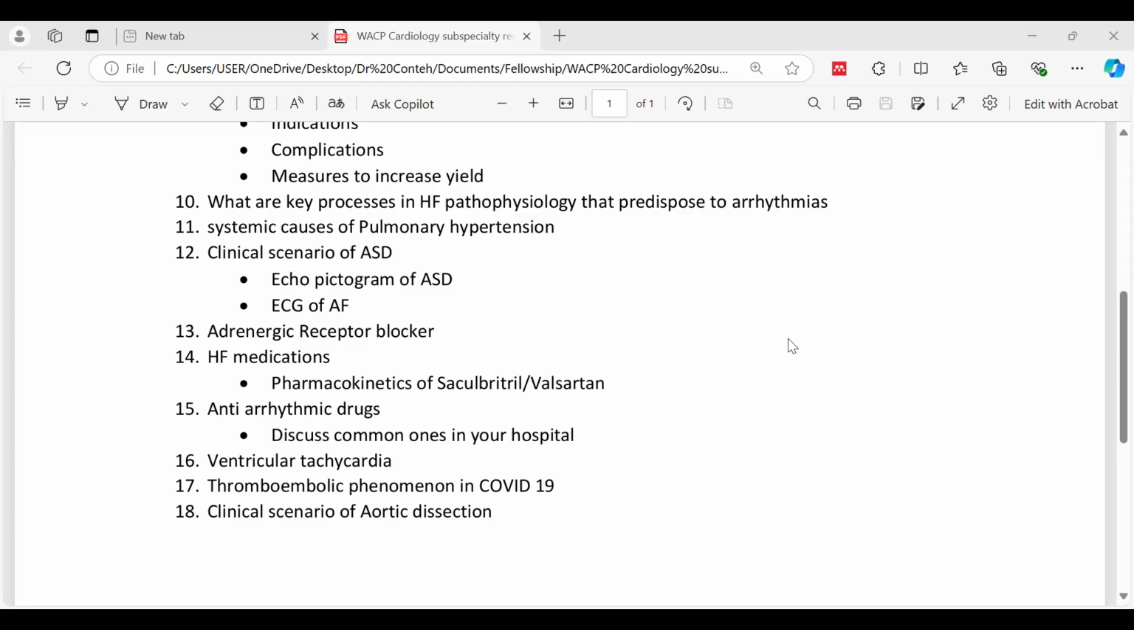Going to the question that was asked, as systemic causes of pulmonary hypertension based on the current classification, we talk about sarcoidosis, neurofibromatosis type 1, and pulmonary Langerhans cell histiocytosis. For sarcoidosis, we all know it's a systemic granulomatous inflammatory condition.